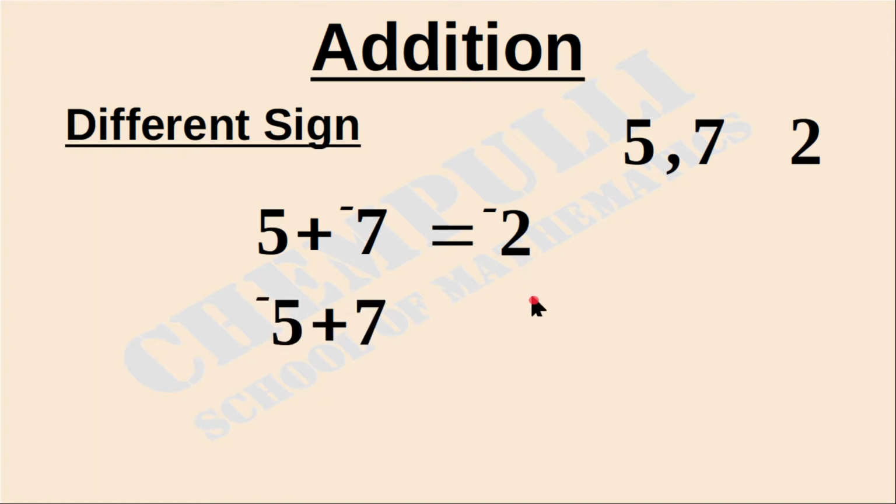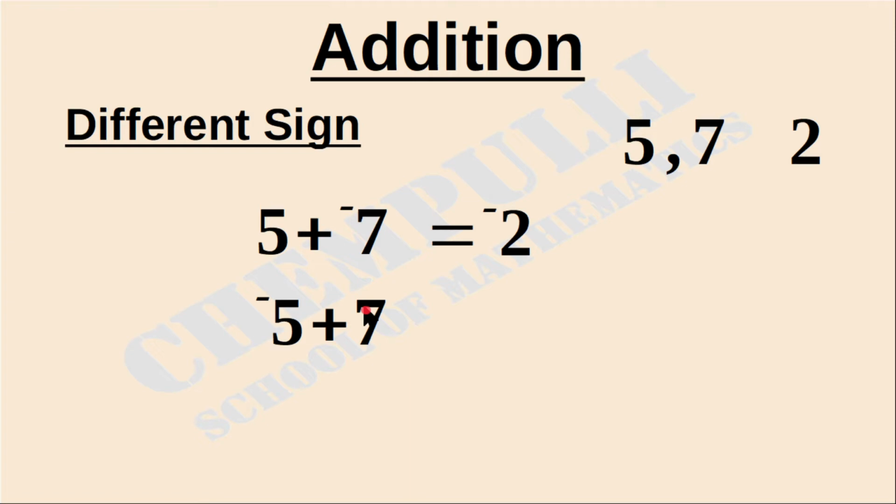So another example. Negative 5 plus 7. In this case also, first check the operation. Here what is the operation? The operation is addition. Okay, then first check the sign of these two numbers. Here the sign of 5 is negative. Here the sign of 7 is positive. Both numbers' signs are different.